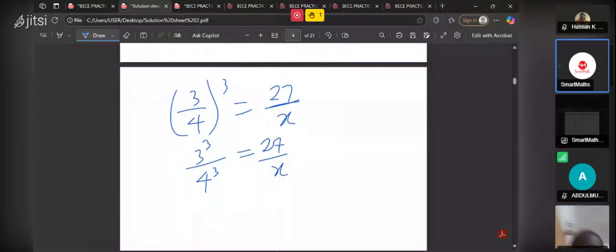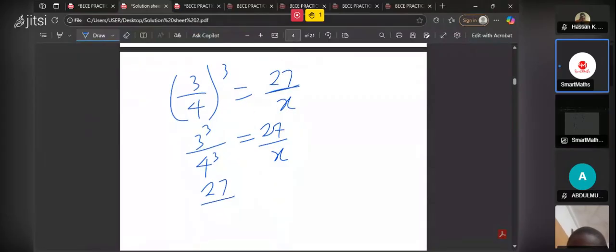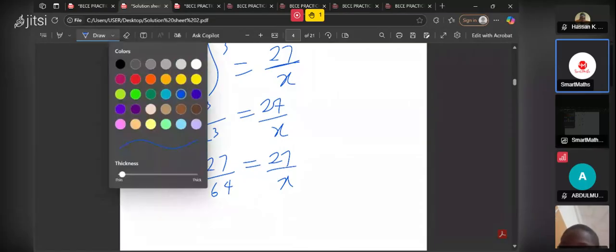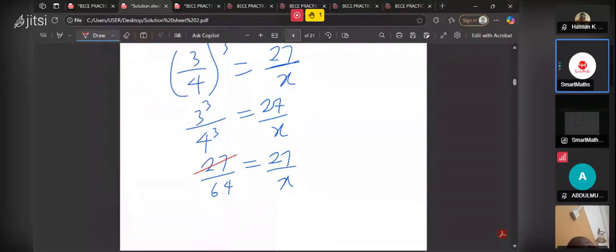All right. 4 raised to 3, that is 64. So 27 all over 64 equals 27 all over x. Without wasting our time, you can cancel this numerator when you have equals in between them. Therefore, the answer x equals 64.